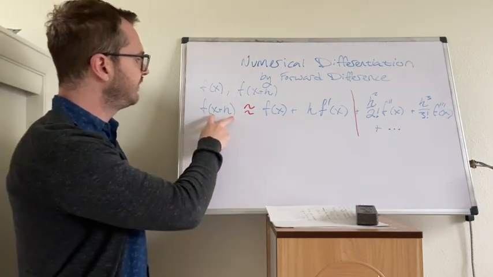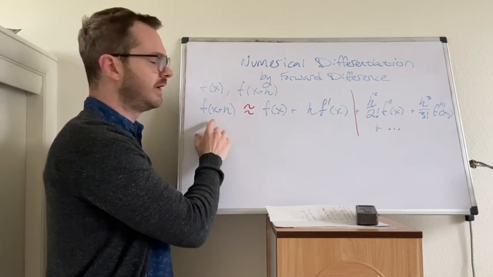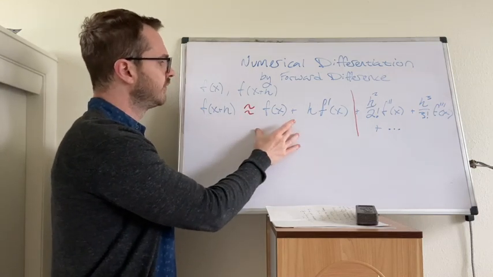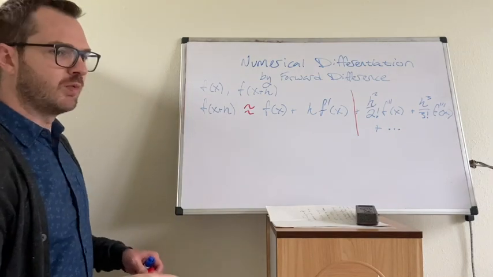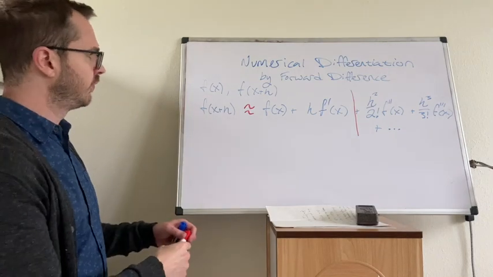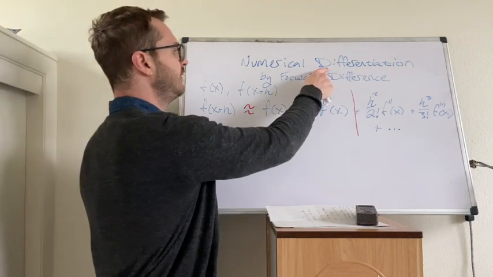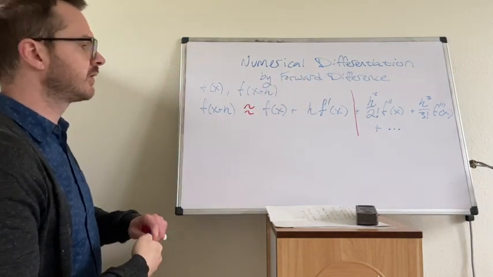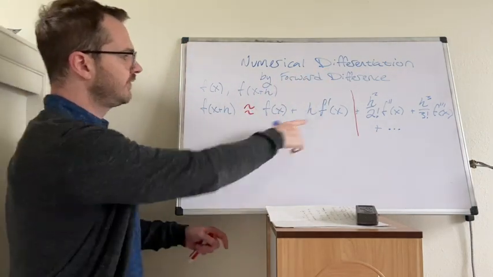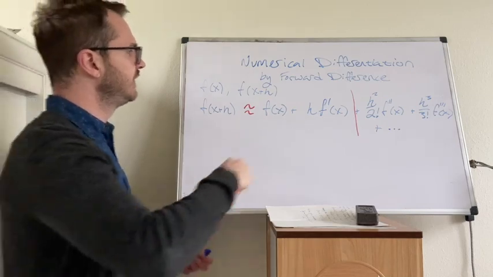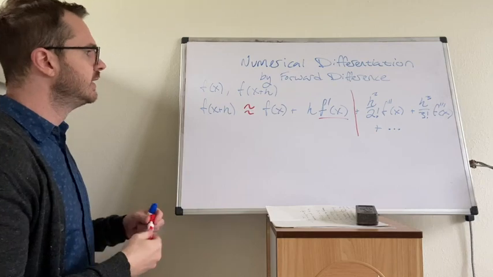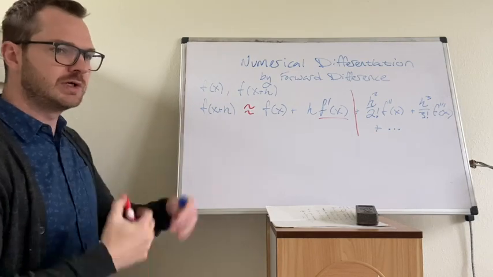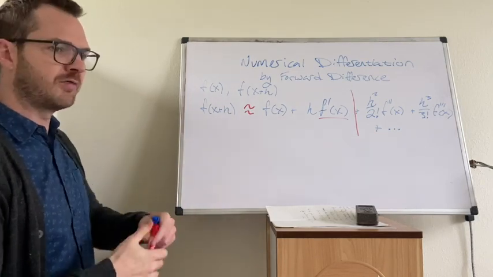So what this tells us is that f of x plus h is approximately equal to f of x plus h times f prime of x. Now, remember what we're attempting to do here. We're attempting to find the derivative. We want to numerically differentiate it. And in this expression, we have the derivative. The derivative is f prime. So we can take this equation and just rearrange it. We can solve for f prime.